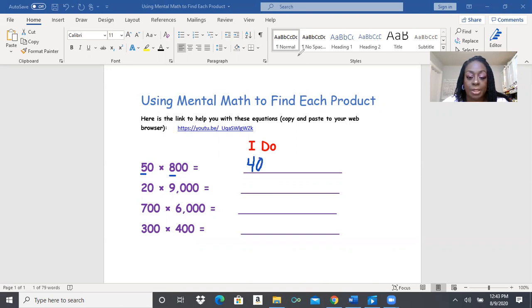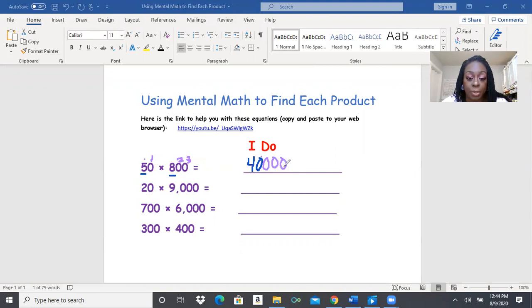And then we're going to count how many zeros we have. So we have 1, 2, 3 zeros. So that's how many we're going to add. We already have a 40 because 5 times 8 is 40. So we still have to have that 0 because that is the answer to 5 times 8. Okay? So then we have 1, 2, 3 zeros that we got to add to this 40.